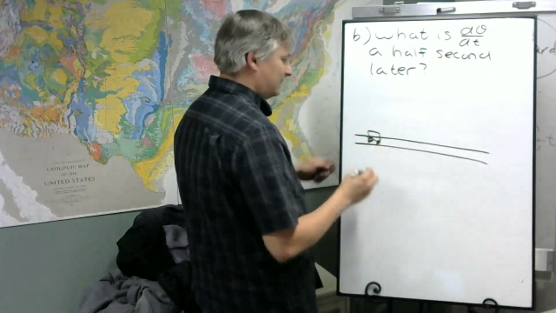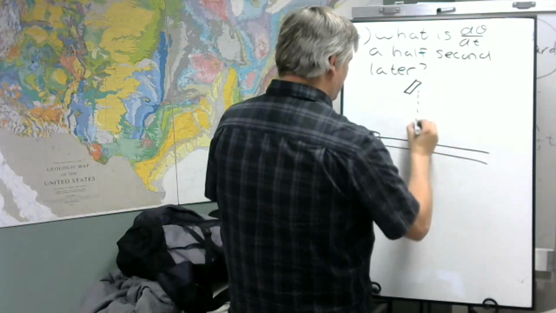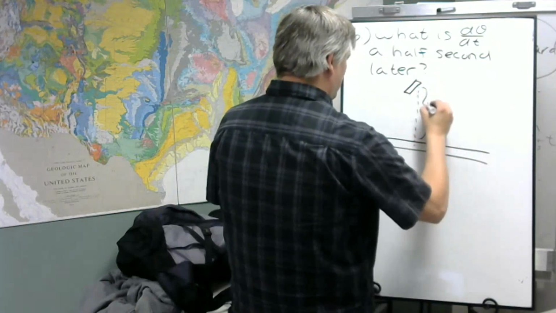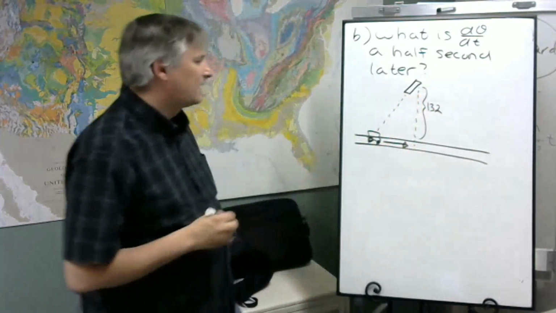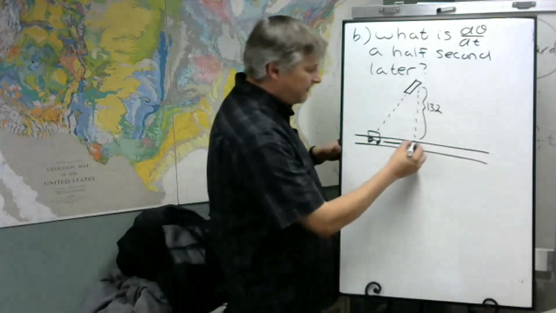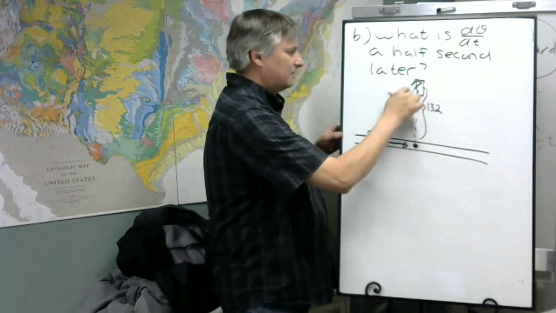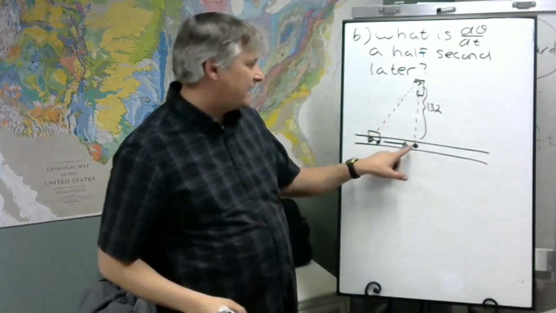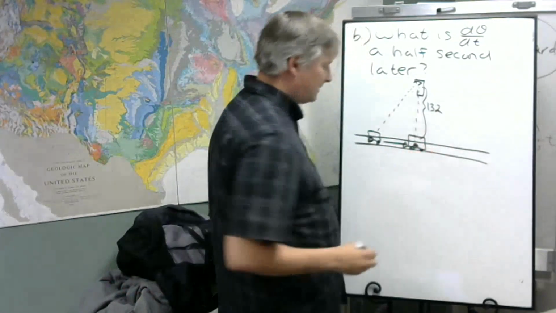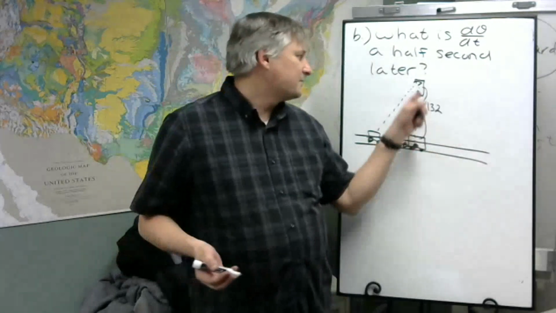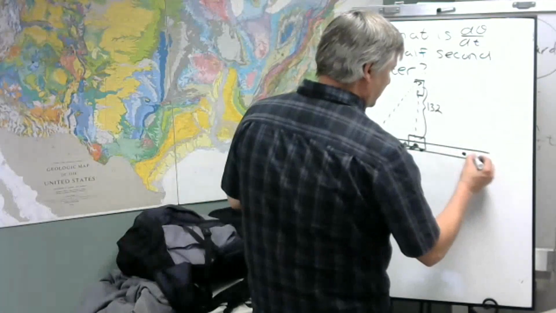There's our car. So we're watching this car. It's 132. And the car's headed in this direction. So what happened is we found d theta dt when the car's right in front of us. We found d theta dt when the car gets here. So now we're asking, how fast is our angle changing a half second after this? So say when the car gets over here.